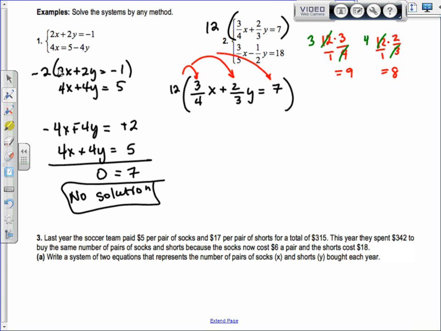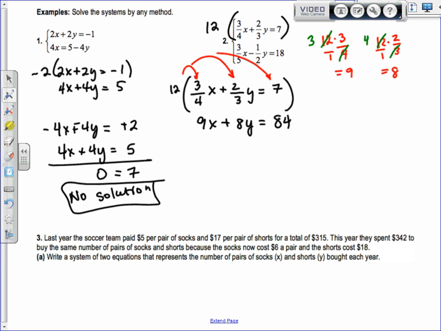So you get 12 times 3/4 gave you 9, so 9x. 12 times 2/3 gave you 8, so 8y. And don't forget the 12 times 7. 12 times 7 is 84. Some of you guys didn't learn your times tables up to 12 either. It's never too late to learn those. We'll help you on things like the SAT, ACT to quickly know those.